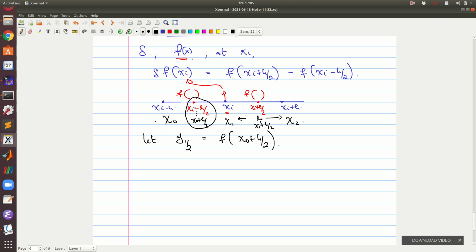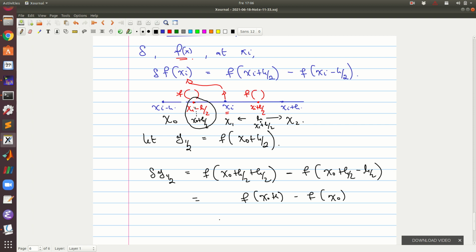By definition, the first central difference of y 1/2 is going to be given by f of x naught plus h over 2 plus h over 2 minus f of x naught plus h over 2 minus h over 2, which is f of x naught plus h minus f of x naught. This is y1 minus y0. We know that this is the first forward difference evaluated at y0, or we can also evaluate it to be the first backward difference evaluated at y1.